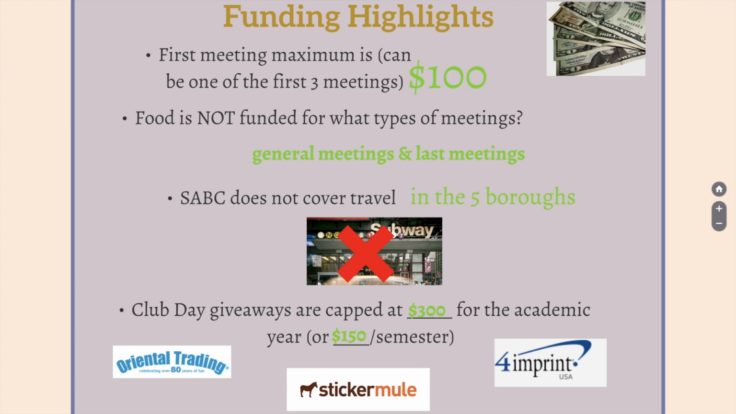Some funding highlights. For a first meeting, the maximum you can appeal for is $100. Please note that this is a new policy, which includes the ability to use this funding for one of your first 3 club meetings. Food is not funded for general meetings and last meetings. Please do not request this type of funding. SABC does not cover travel in the 5 boroughs, so please do not appeal for Metro cards. Club Day giveaways are capped at $300 for the academic year or $150 per semester.